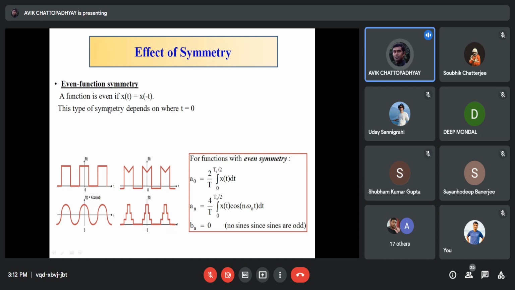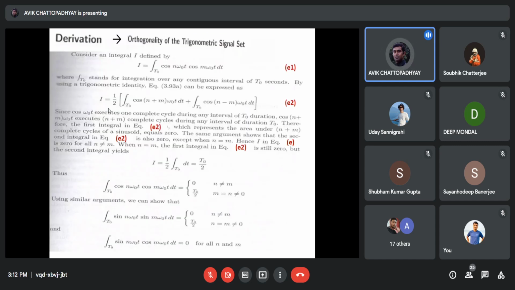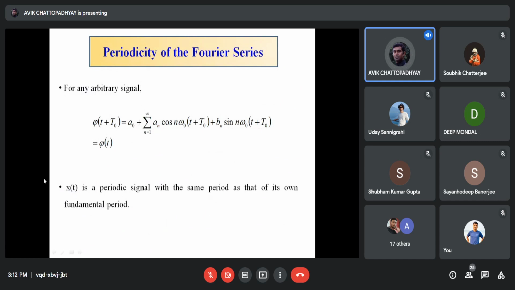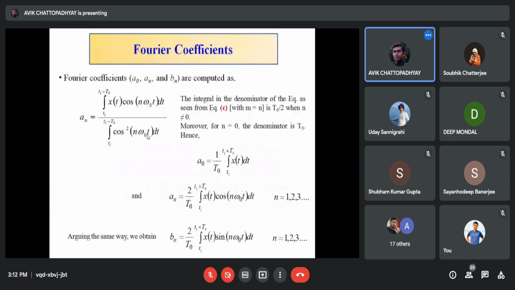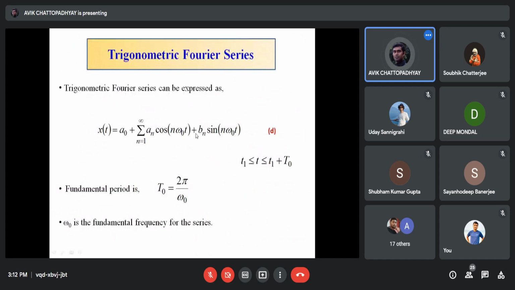Even symmetry: you know what the definition of an even function is. That is, x of t can be written as x of minus t, or f of t can be written as f of minus t, for all values of t. In this way it is defined. Now the point is, let me go back to this expression, this general expression, right?